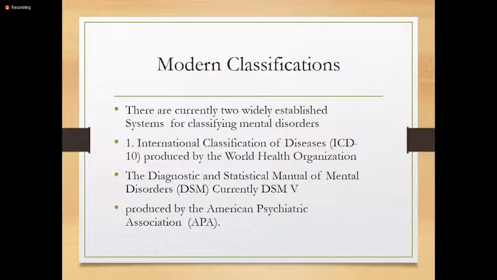So I mentioned we have two modern classification systems. The International Classification of Diseases, ICD-10, I think now it's ICD-11. This one is produced by the World Health Organization. And then we have the Diagnostic and Statistical Manual of Mental Disorders called DSM, which is currently at DSM-5. It started at DSM-1, 2, 3, 4. Two years ago, we were still at 4. Now we are at 5. And this is produced by the American Psychiatric Association.